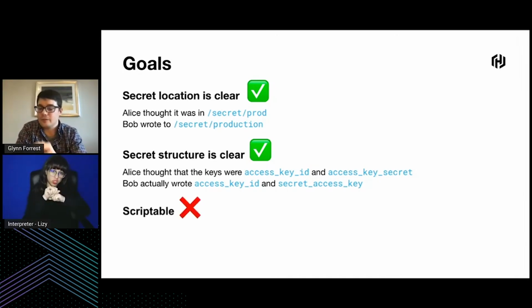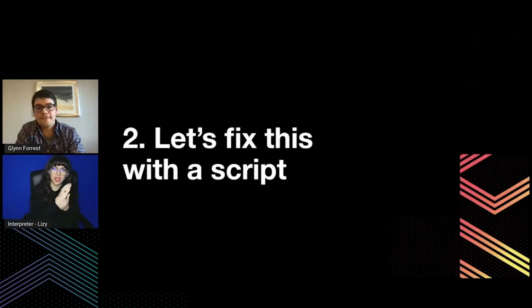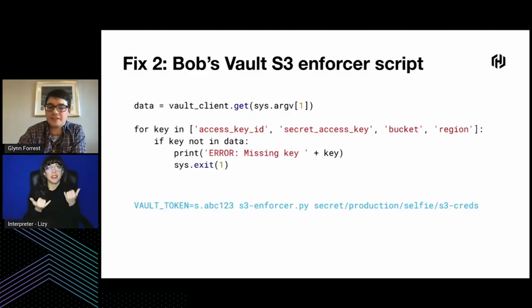But it would be really nice if we could script it somehow, if we could automate it and take the human error element out of the process. So let's try fix number two. Just a really simple script. Let's say that Bob writes a Vault S3 enforcer script. Every time he writes a new S3 credential into Vault, he could run this script, passing in the name of the secret in the command line. And the script's just very basic.